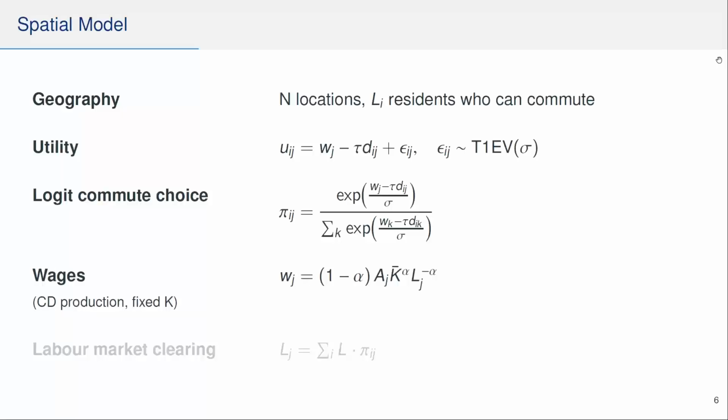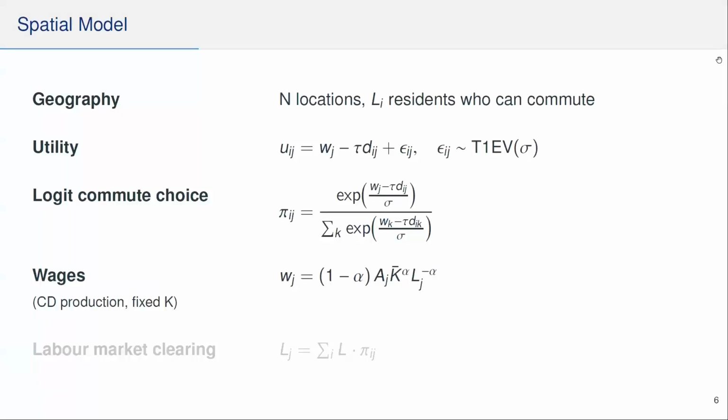On the firm side of the model, we're going to have Cobb-Douglas production in every single location, and every location is producing the same good. This good is traded costlessly across space. I know it's a simplification. The key thing to know, and this is where the spillover comes from in the model, is that capital is fixed in the short term.